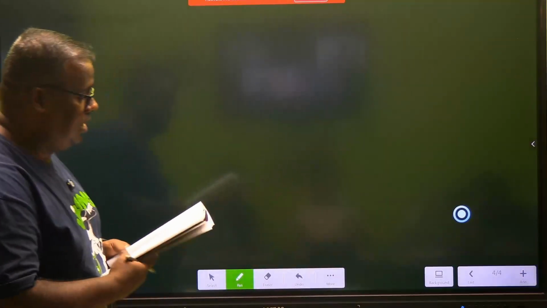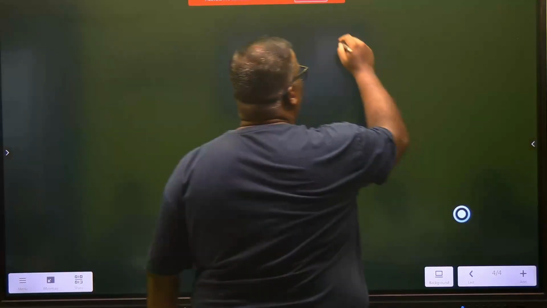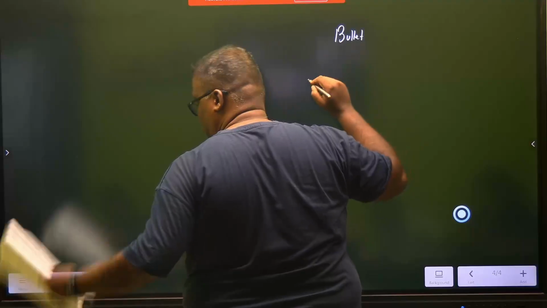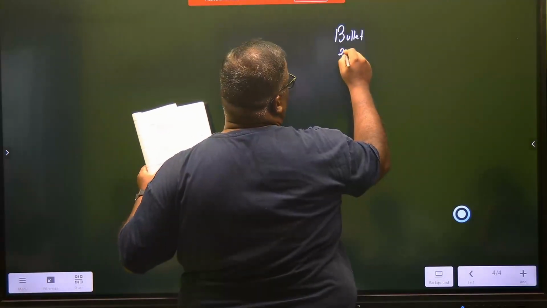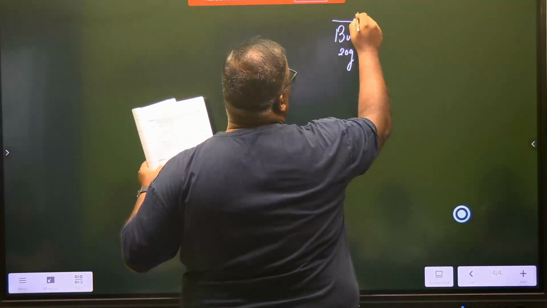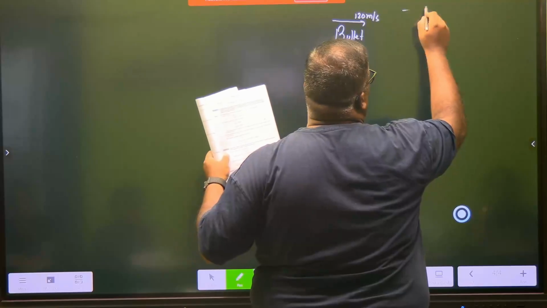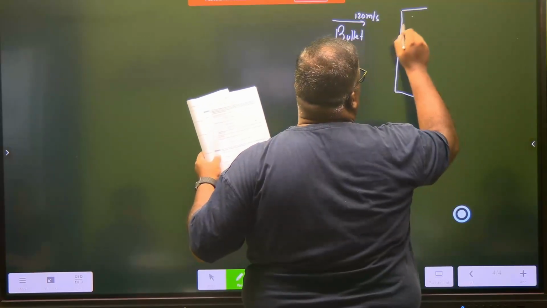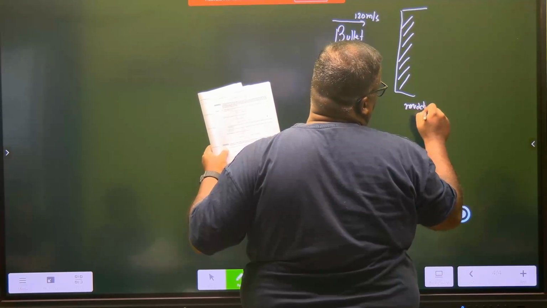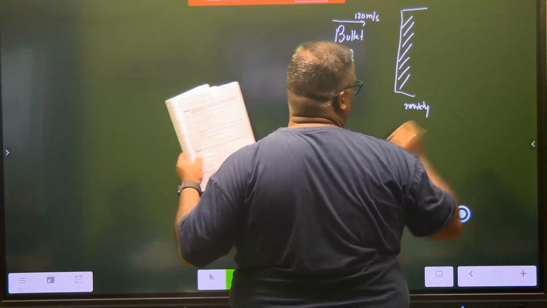So a bullet of mass 20 grams. Let's listen to this first. You have a bullet, and the mass of this bullet is 20 grams. This bullet is moving with a speed of 120 meters per second, and it hits a thick muddy wall. There's a muddy wall out here. Peppa Pig would have been a muddy puddle. I'm writing wall only. So muddy wall.